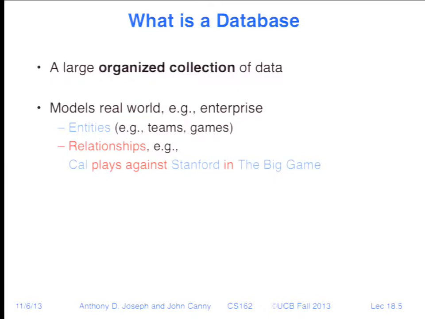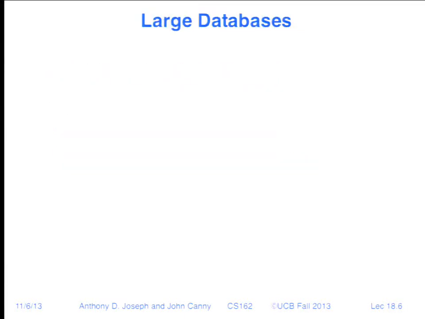But more familiarly, we have data that's stored in enterprises and consists of certain objects that we care about, people, businesses, products, and so on, and the relationships between them. So, for instance, Cal playing against Stanford, that's a relation, and the big game is part of that same relation. It's the relation of playing in a certain venue. All right, so we can define a predicate that captures all of those aspects, and that's what a relation is mathematically. So let's look at some large databases to get a sense of where we are and why relational data is still very important.